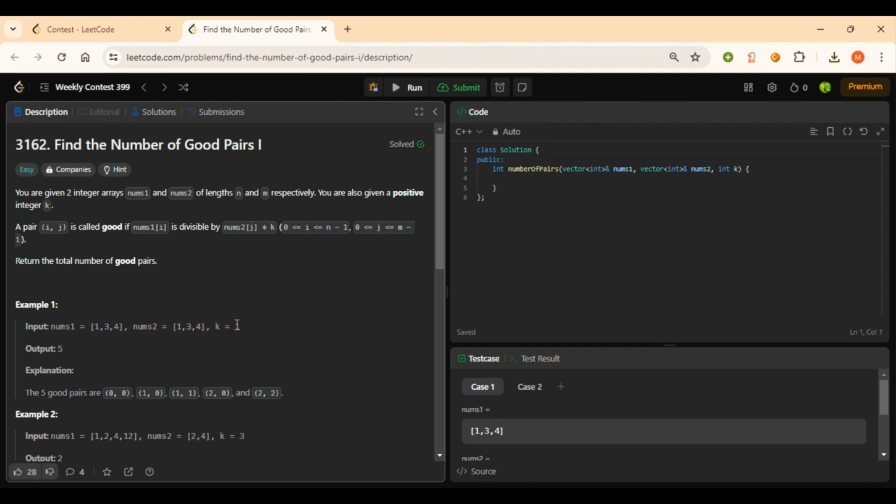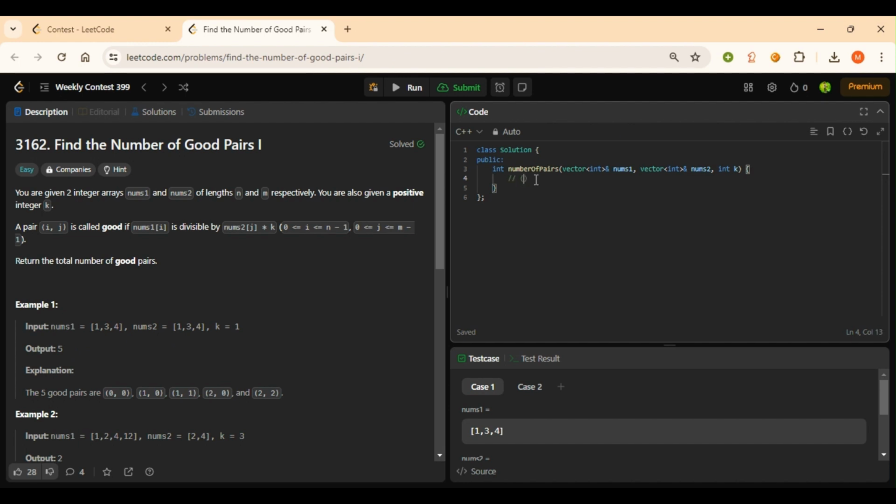If you multiply with k, all these numbers will remain the same: 1, 3, 4. So let's see how many pairs there are. 1 is divisible by 1 here. This 3 is divisible by 3 and 1. So in total 3 pairs we have encountered till now, satisfying that condition. And for this 4, we have another 1 and this 4. So in total, 5 pairs are there, if we sum up.